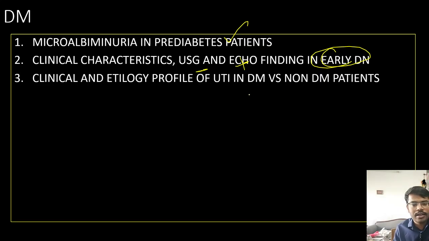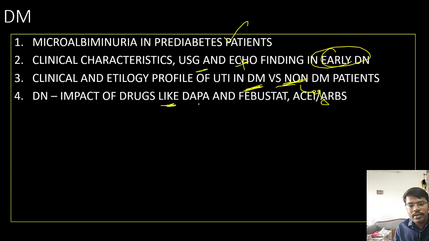Another one is clinical etiological profile of UTI in diabetes versus non-diabetes patients. You are taking, for example, 30 patients of diabetes and 30 patients of non-diabetes, and you are assessing what is the most common, whether it is cystitis, pyelonephritis, or simple urethritis, whatever it is. You are just assessing the clinical etiological profile. What led to this kind of UTI? What is the risk factor? Whether they are immunocompromised or not? These kind of analysis you can do.